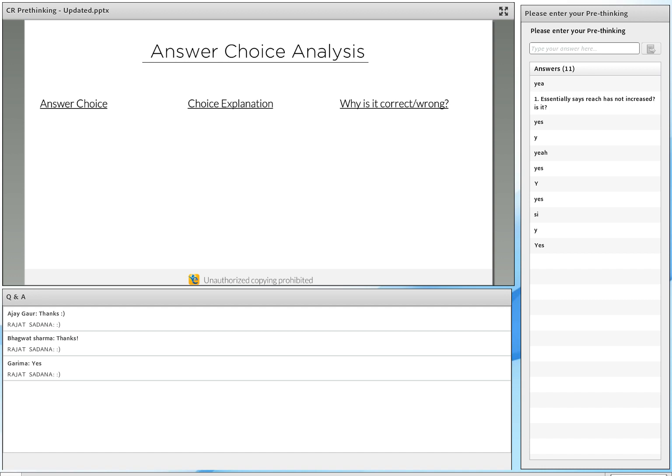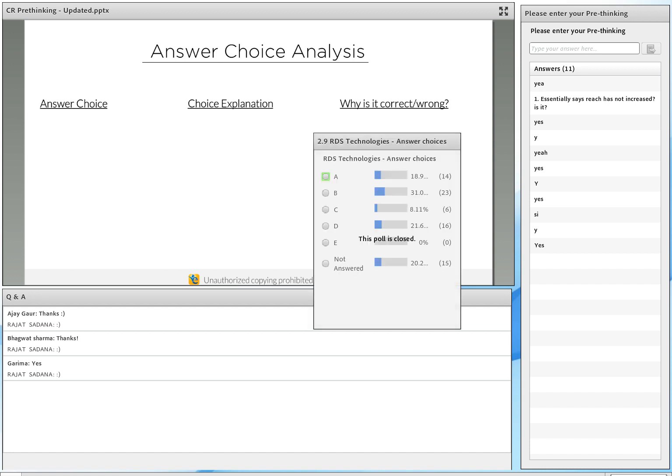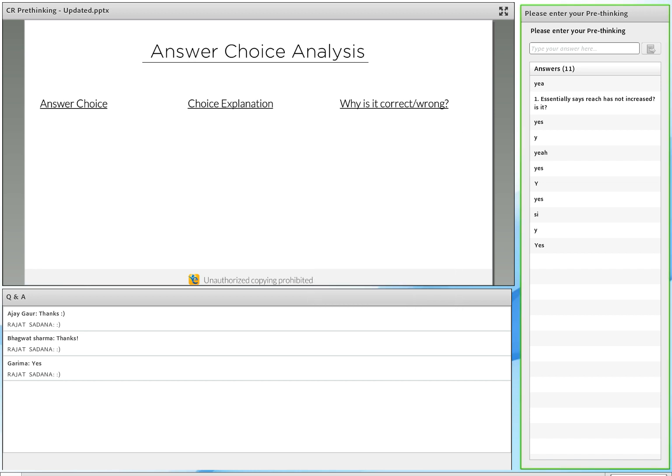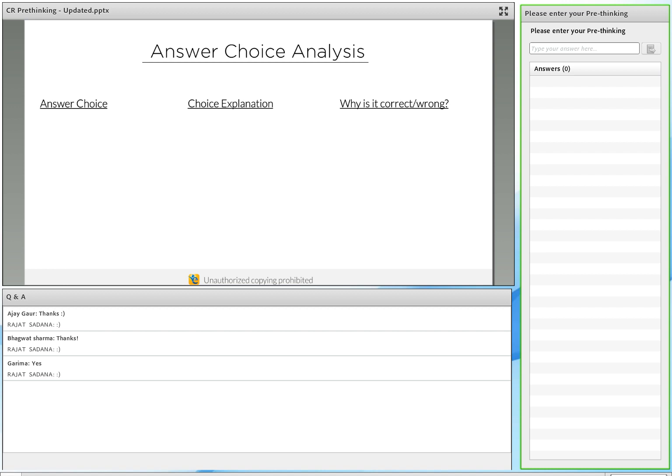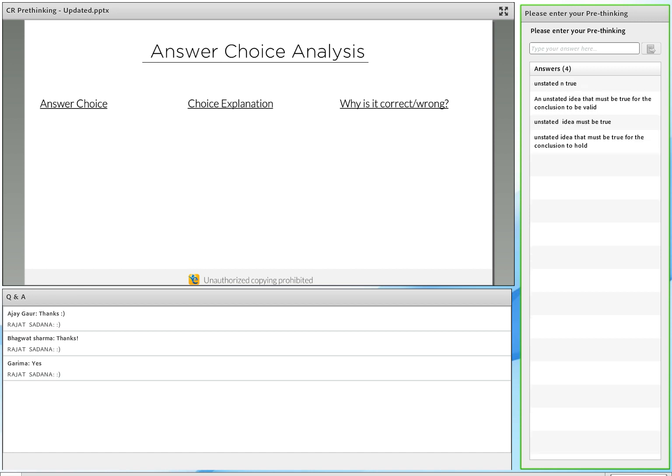Okay. Let's look at choice B, and I'm gonna bring back my poll to really see which answer choices were popular. Choice A was 18%. Choice B was 31%. Choice D was 22% or so. Now, before we go into choice B, once again, what's the definition of an assumption? An unstated idea that must be true for the conclusion to be valid. And then again, if you're irritated, that's good. Why? Because that's when it's in your blood.